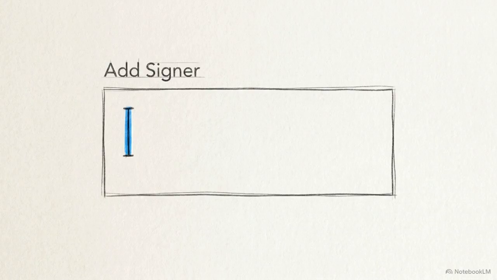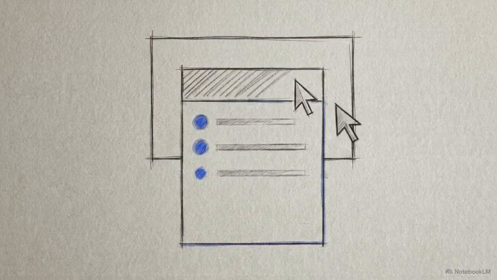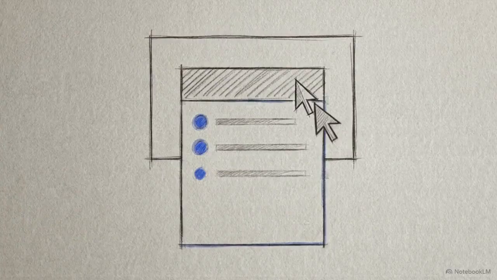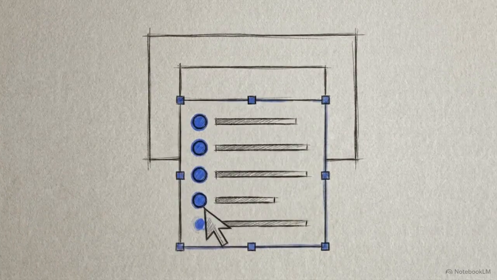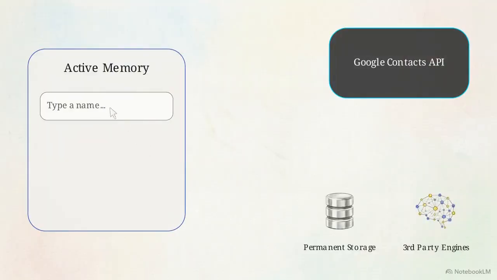Next, the user must designate signers to generate the Visma Sign types. A real-time API request pulls autocomplete suggestions directly from their authenticated Google contacts to ensure accuracy. This visualization shows query packets bouncing between our application and Google contacts.